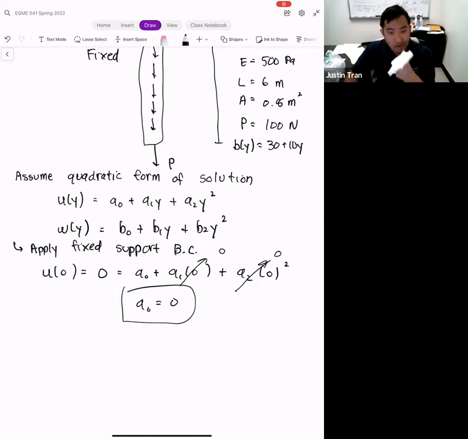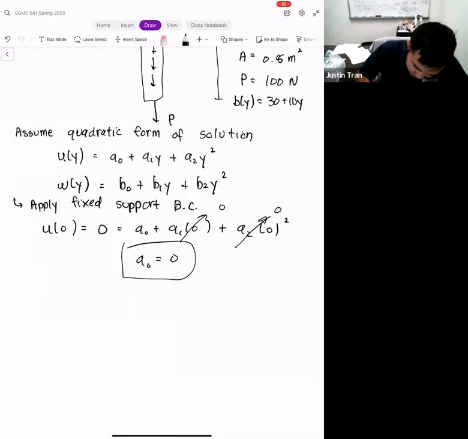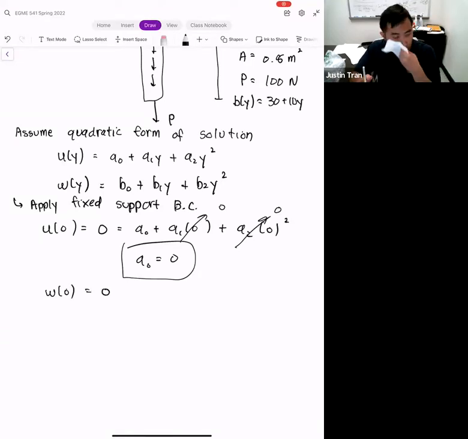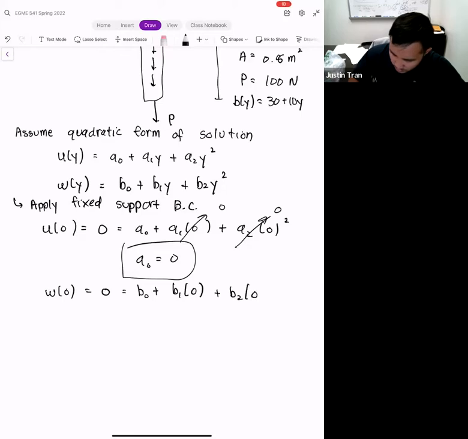Now let's apply that condition to the weighting function. Remember, our requirement is that the weighting function has to disappear at the Dirichlet boundary condition. So w of 0 is equal to 0, which is b0 plus b1 times 0 plus b2 times 0 squared. We evaluate that, and we get b0 equal to 0.